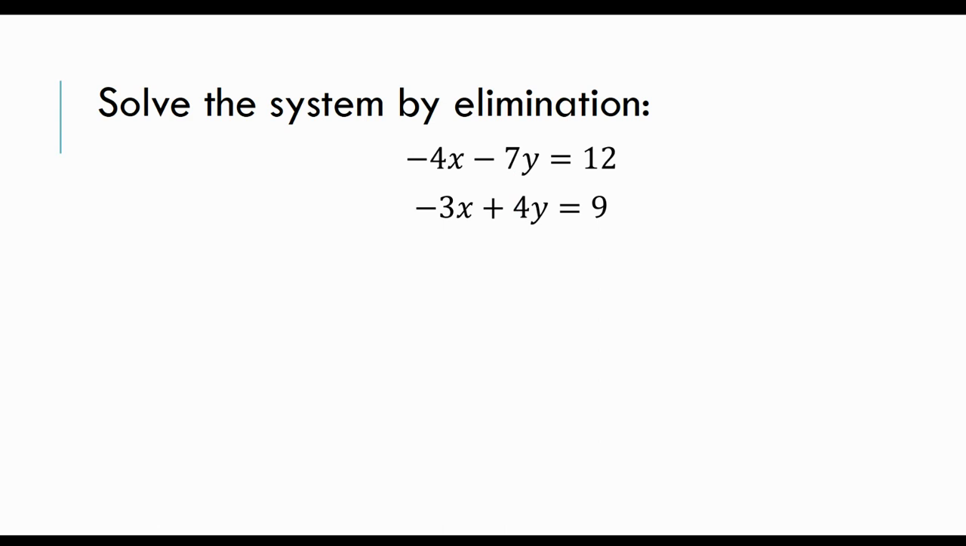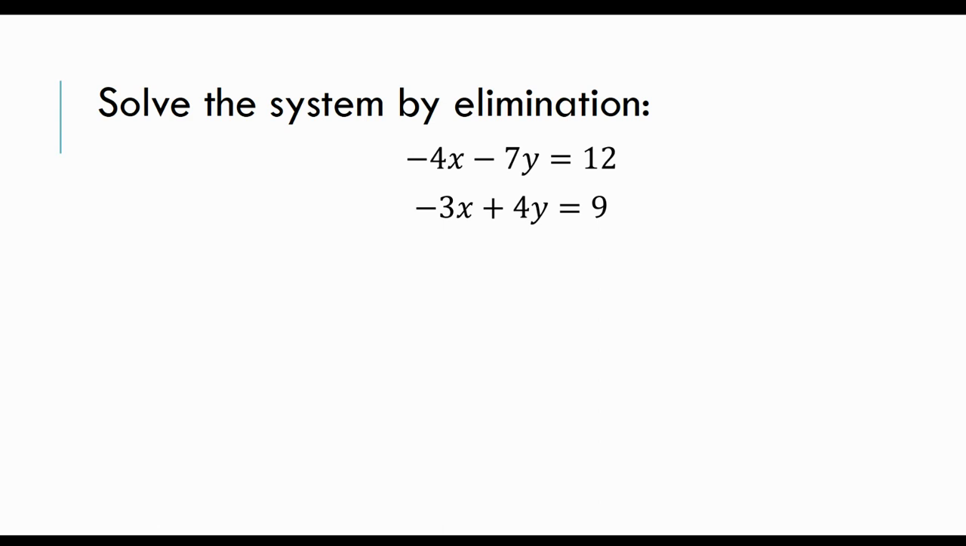So now we have to try to figure out what do I need to multiply in order to get opposites. If I look at the x's, 3 is smaller than 4, but I can't multiply 3 times something to get 4. If I look at the y's, 4 is smaller than 7. If I multiply something by a 4, I'm unfortunately not going to get 7. So this is the case where I'm going to have to multiply not one, but both equations by something.